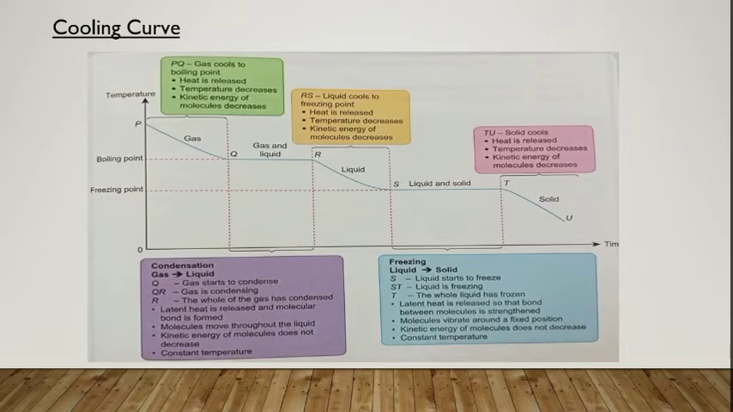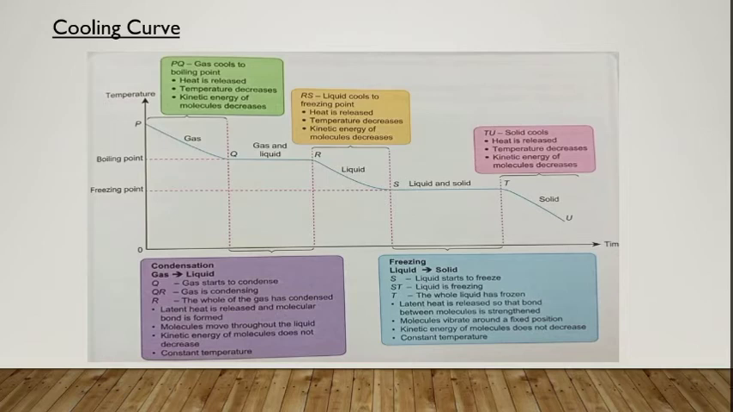Condensation, gas to liquid. Q: gas starts to condense. QR: gas is condensing. R: the whole of the gas has condensed. Latent heat is released and molecular bonds are formed. Molecules move throughout the liquid. Kinetic energy of molecules does not decrease. Constant temperature.